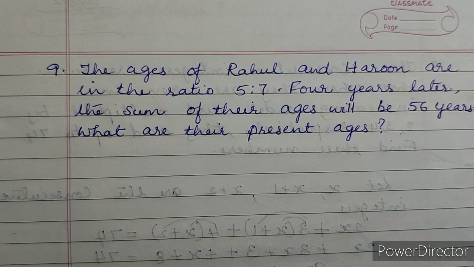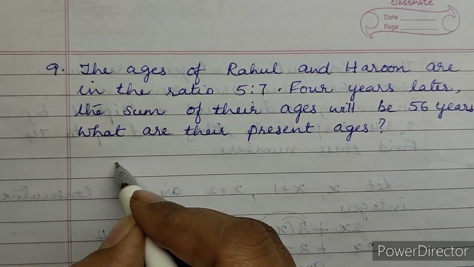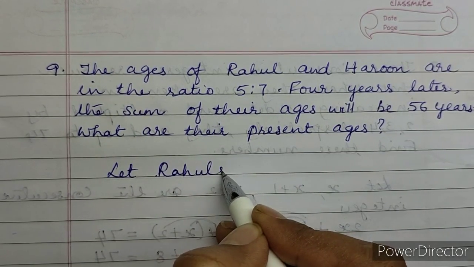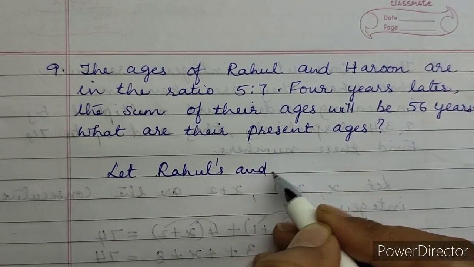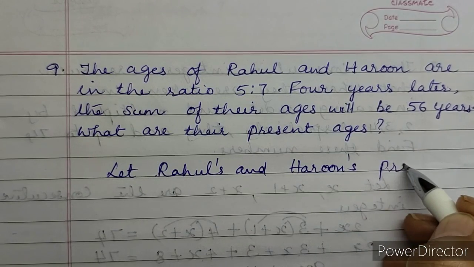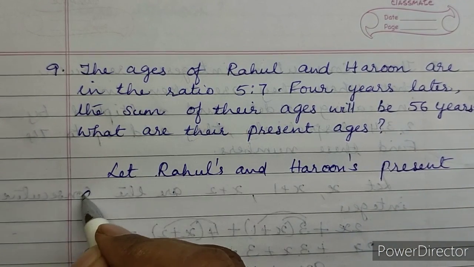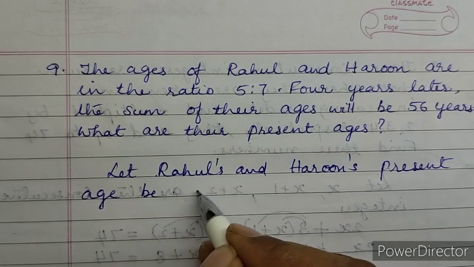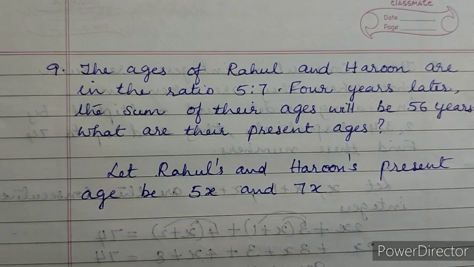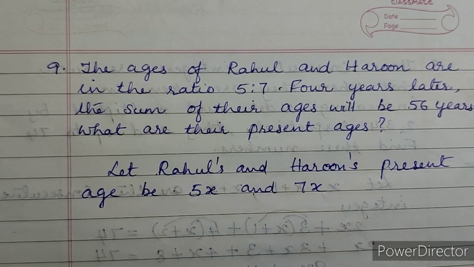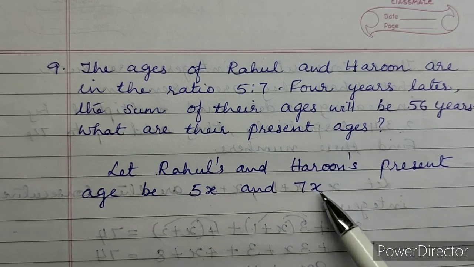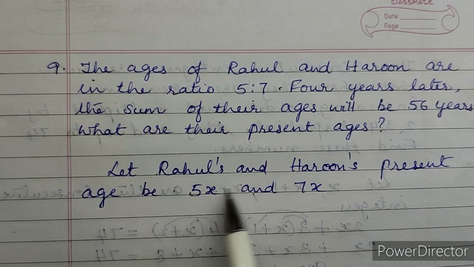What is their present age? So first you have to write: let Rahul's and Harun's present age, that is the unknown, be 5x and 7x. You have opened the ratio. So when you open the ratio, multiply with what variable. So Rahul's age will be 5x, Harun's age will be 7x. Now both the ages you got.